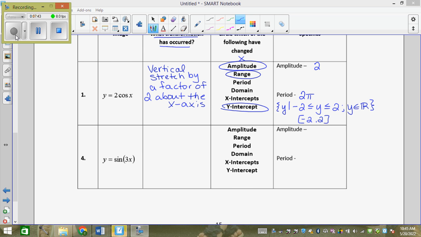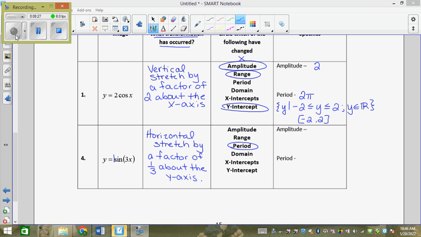Now this one has no vertical stretch, but it does have a horizontal stretch by a factor of 1/3. So it's getting narrower, right? Well, it's repeating itself faster. About the y-axis. So if I take the graph and I squish it by 1/3, does that change my amplitude? Change how tall it goes or how low it goes? No, the amplitude's still 1. What about the range? Does it change the range? No, because the amplitude is the only thing that affects the range. What about the period? Yes, it's squishing it.